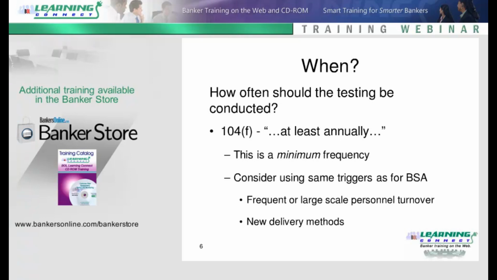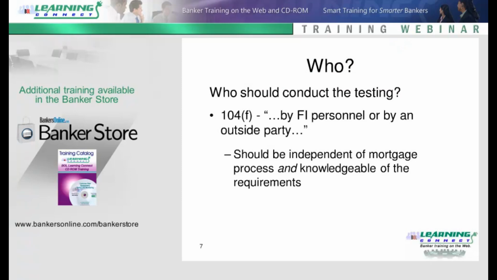So when? At least annually. Remember, that's a minimum frequency. And if you have a lot of people turning over, whether it be the mortgage loan originators or your back office, we probably want to do some more testing then. Who should conduct that testing? It does specifically state by financial institution personnel or by an outside party.